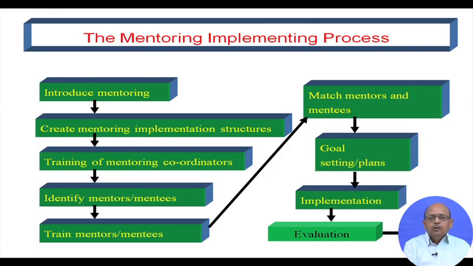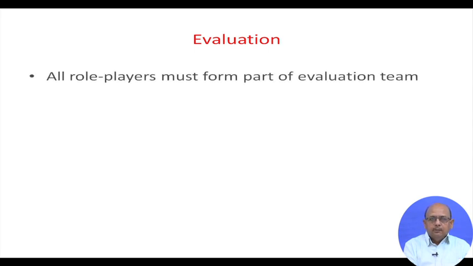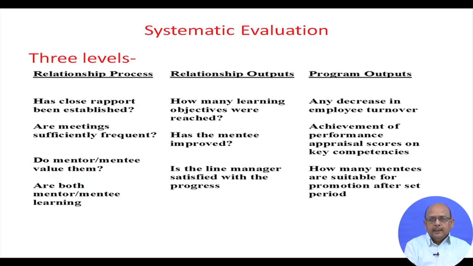And finally, you go for evaluation, the last phase. In evaluation, basically everyone is a part of the evaluation team, whether it is the mentor, the mentee or the line managers, because each one of them has a different perspective. So, it is better to go for a more systematic evaluation. What you are going to evaluate in the process is relationship process, relationship outcome and program outcome.